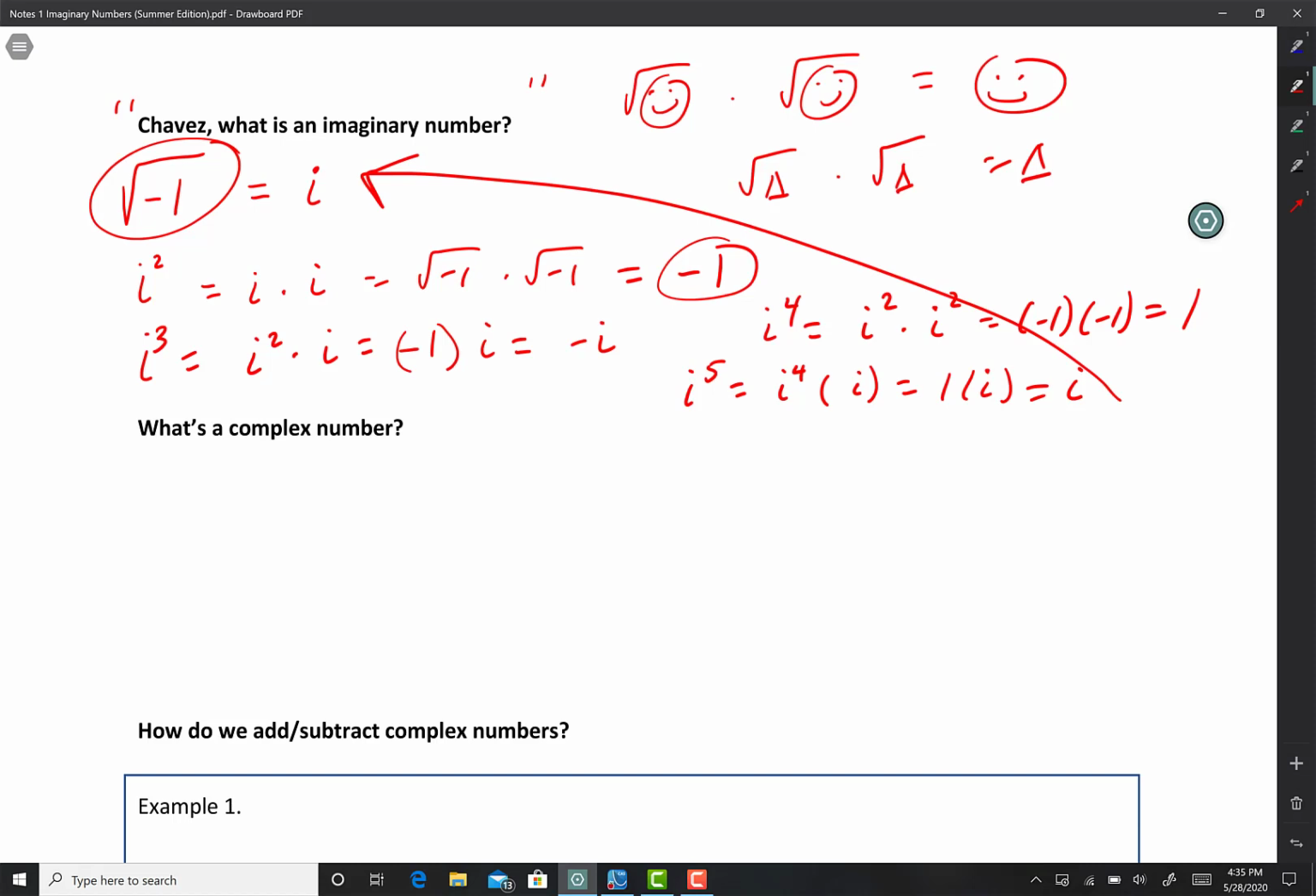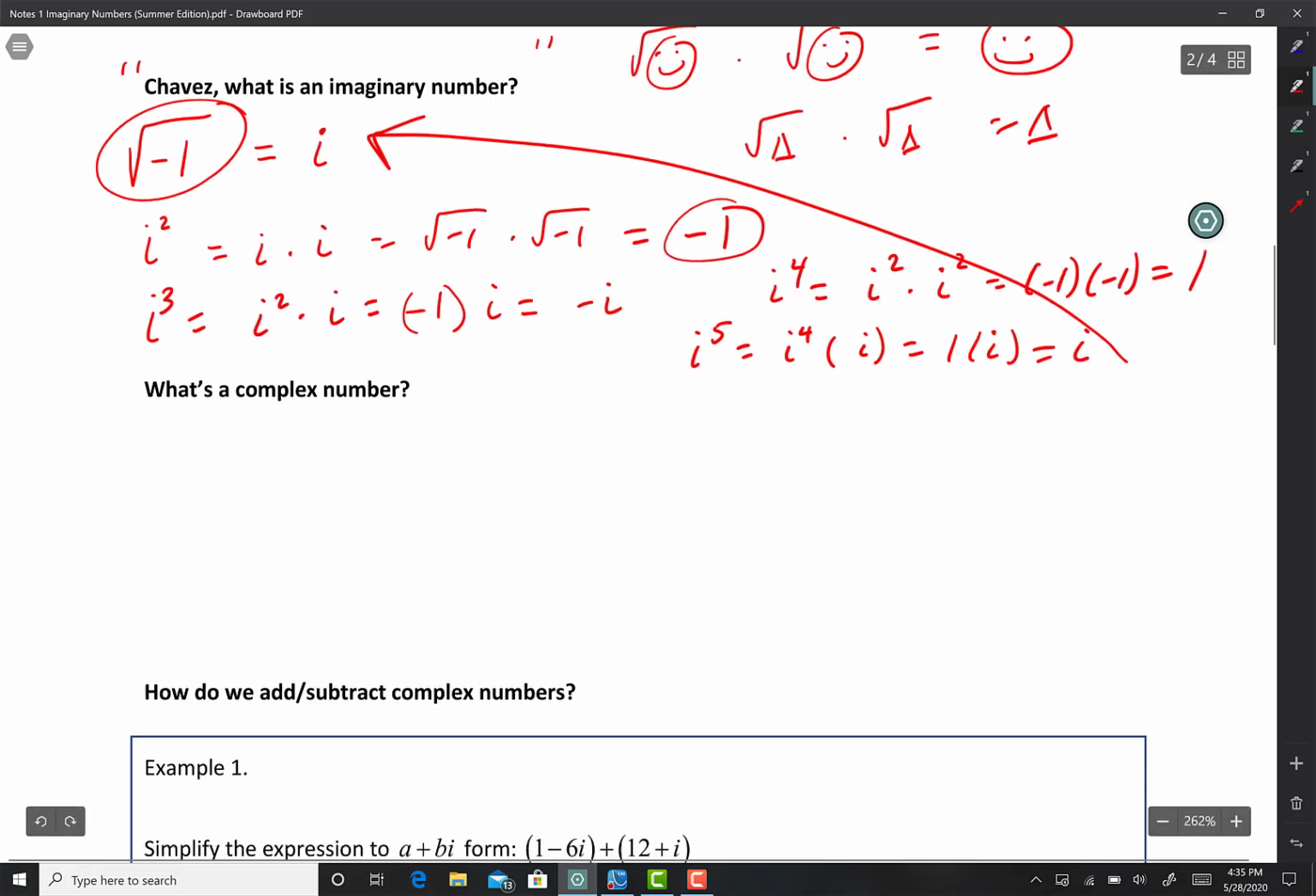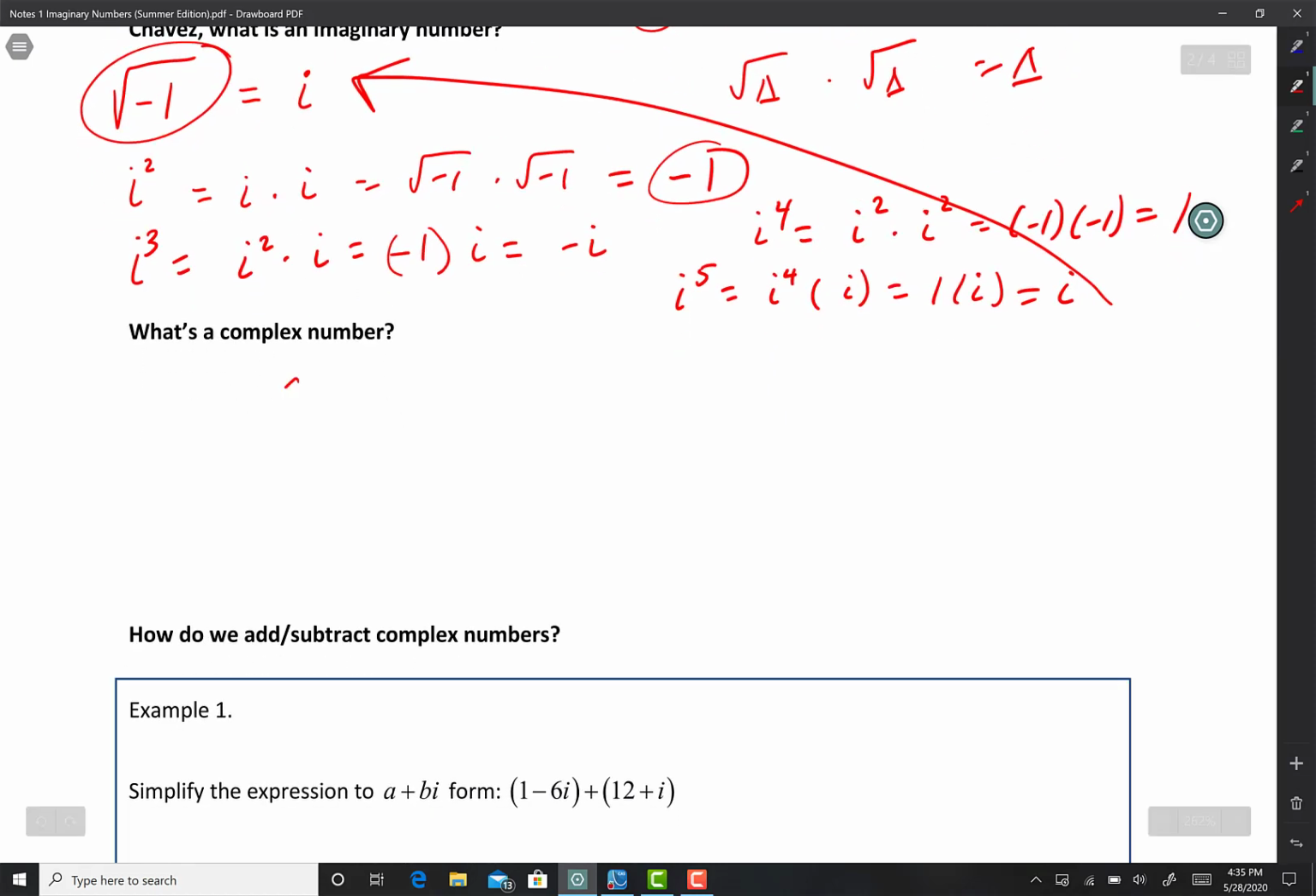And that's it. That's what an imaginary number is. It's just the square root of negative 1. It's imaginary. So what's a complex number? A complex number is a real plus an imaginary.